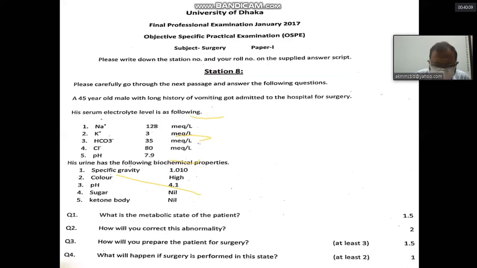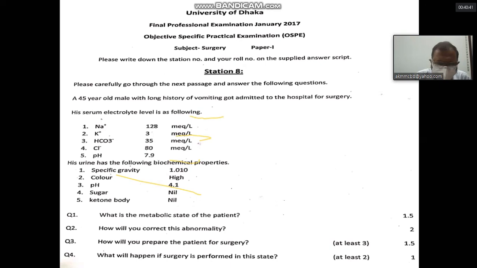You didn't mention that one. Because his urine has the following biochemical properties. You have missed this one, so you have also missed the answer. You have to say paradoxical aciduria because the pH is 4.1 in urine, but in blood it is 7.9. Okay.